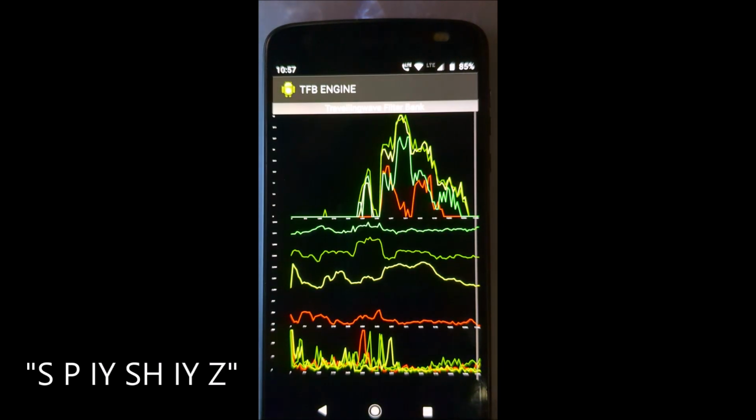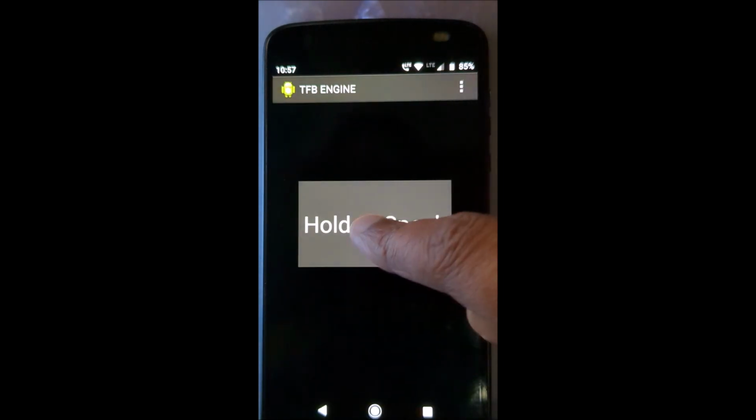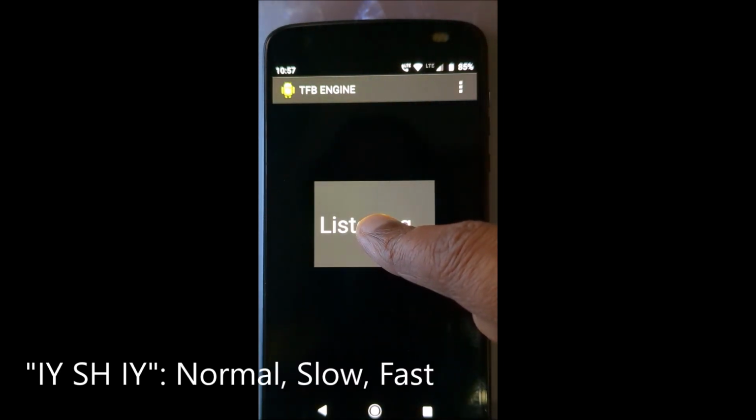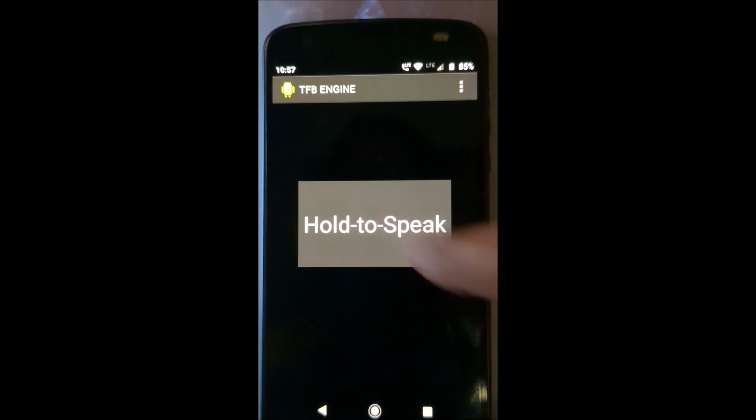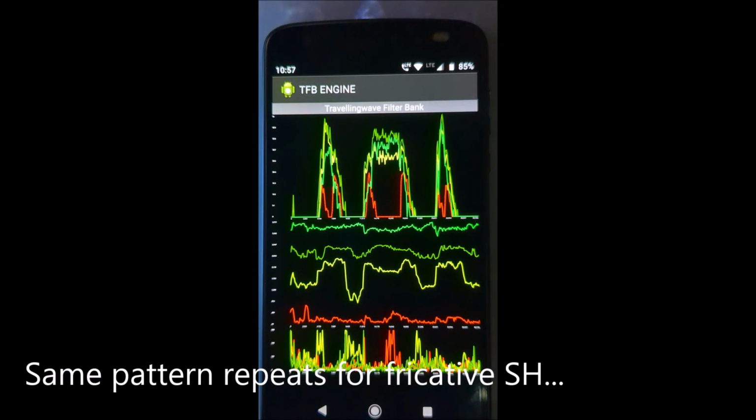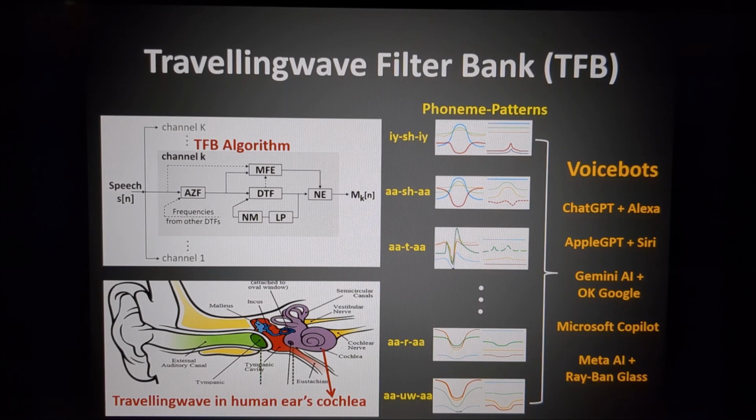Species. Ishi, ishi, ishi. So the same pattern repeats for the fricative phoneme sh, having the vowel phoneme e as its left and right context. These patterns are output of an algorithm we've developed called Travelling-wave Filter Bank, TFB for short.